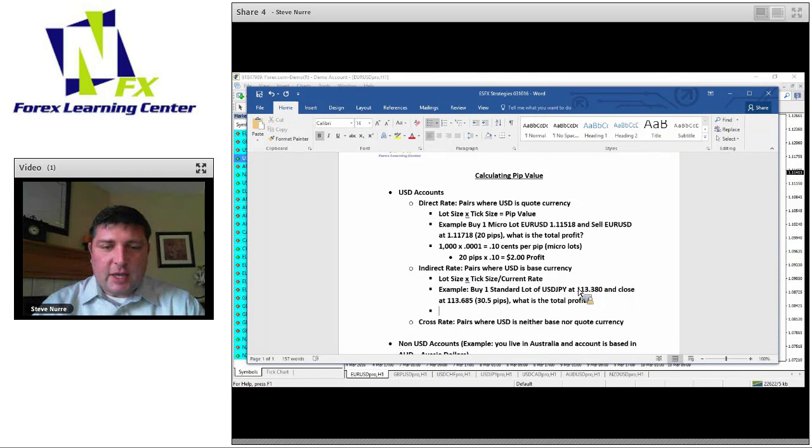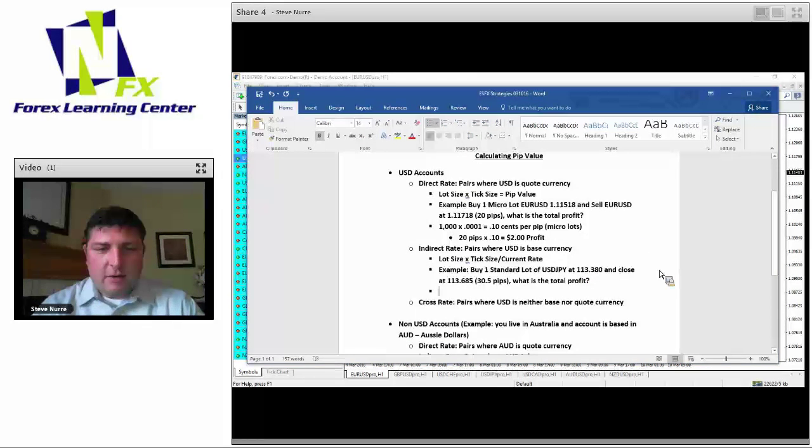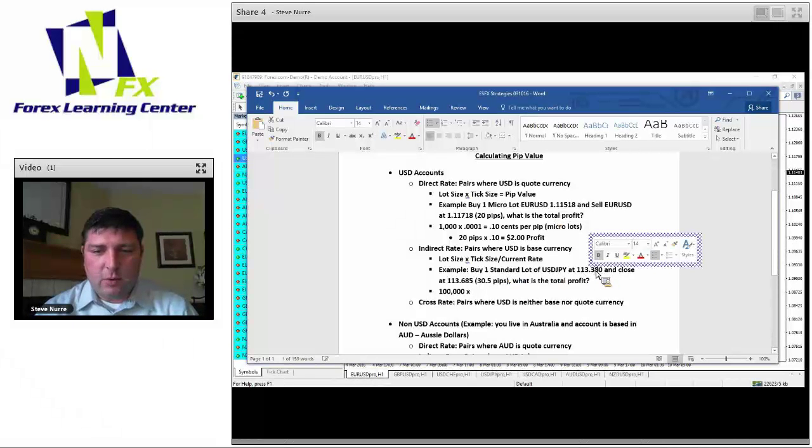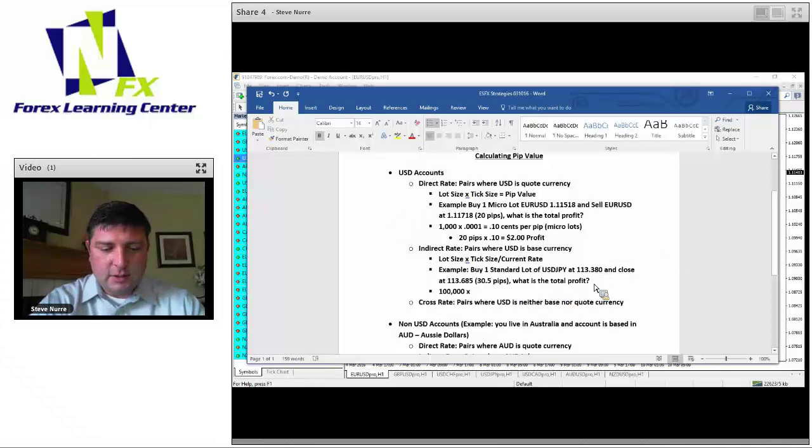So in this case, we have to take it a little bit of a step further. We would take lot size, which is 100,000, times tick size. Now, what represents a full pip on the dollar yen? We went over this: it's not the fourth decimal place, it's actually the second decimal place. So that comes to 0.01. That represents a full pip of movement on the dollar yen.